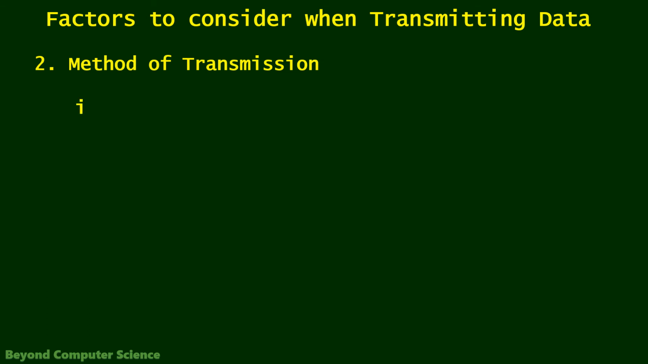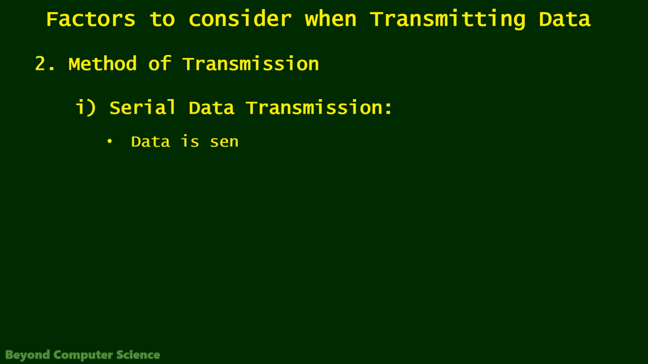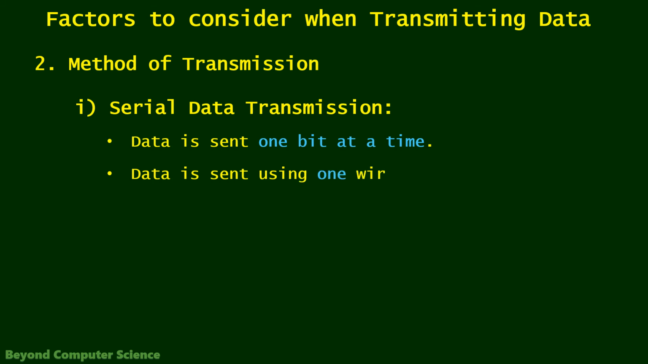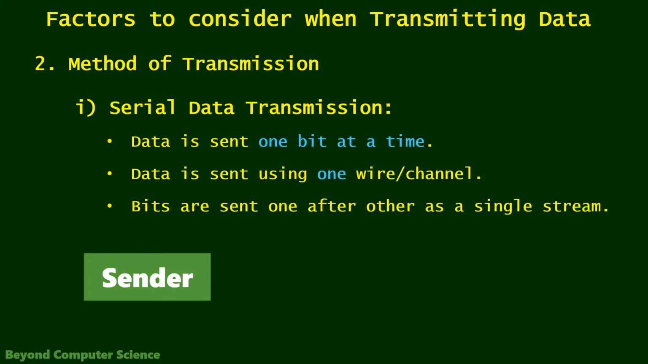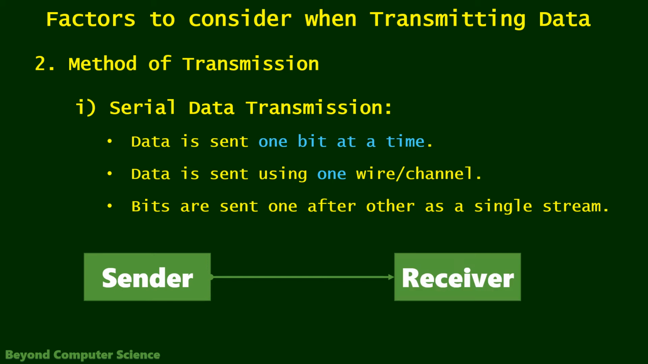So what happens in serial data transmission? In serial data transmission, data is sent one bit at a time. You have one wire or channel through which you can send only one bit at a time. Bits go from sender to receiver one after another, as a single stream. For example, you have one single wire through which zeros and ones can travel to the receiver, one by one.